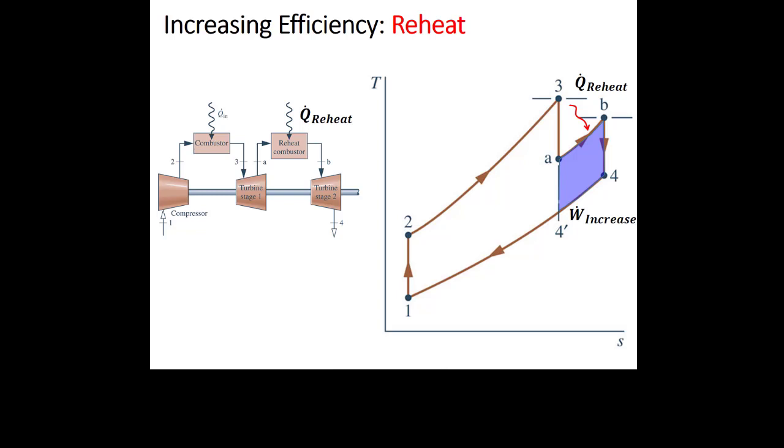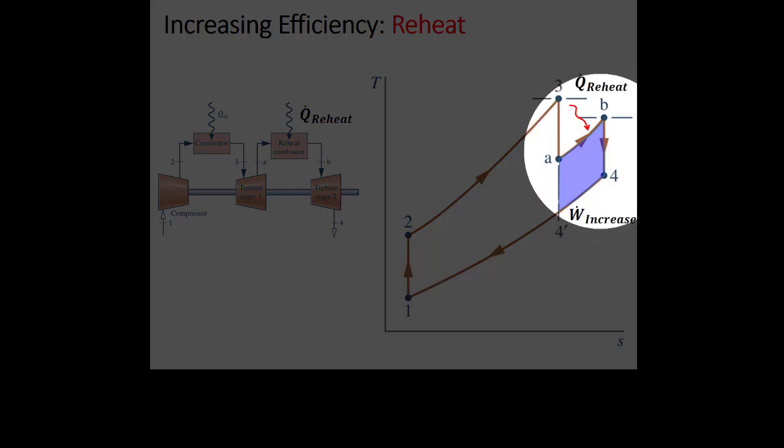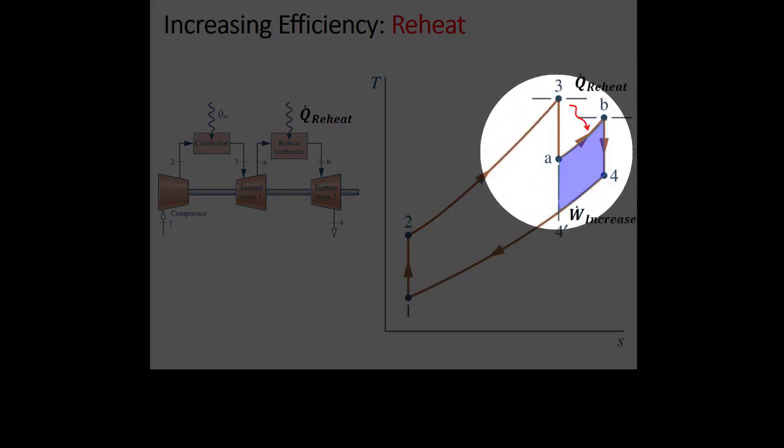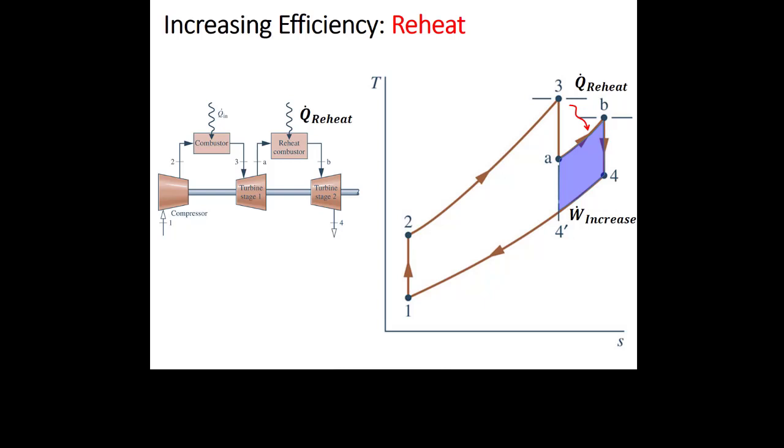So as we draw this cycle, what happened is we increased our area inside of our cycle, and that means we get more net work. We get more net work because we added more power. We got more power out of this second stage in the turbine than we otherwise would have because we put more enthalpy in the fluid by burning more natural gas.